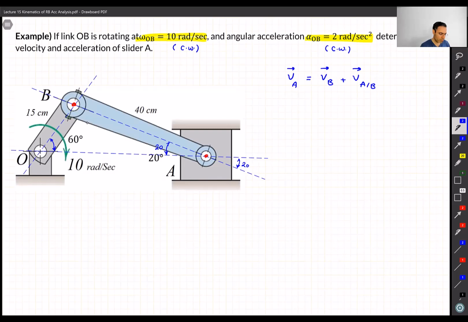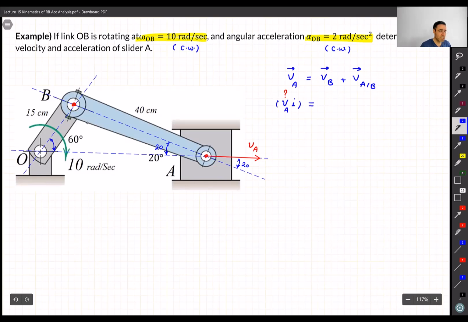VA, we know this mechanism when it moves, point A has to move on this line. At this moment, of course, it goes this direction. So this is VA, and it is horizontal. So it doesn't have any J component. So I write down this is VA I. And again, it can be positive or it can be negative. And we don't know the value for VA. But at least we know it is in I direction always.